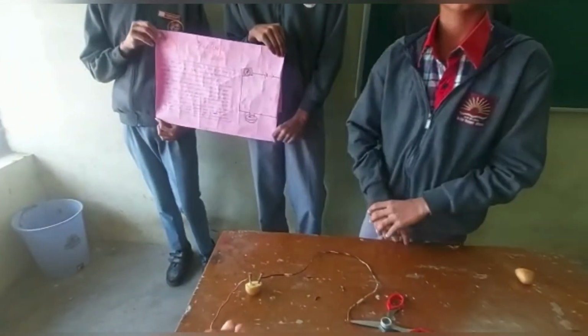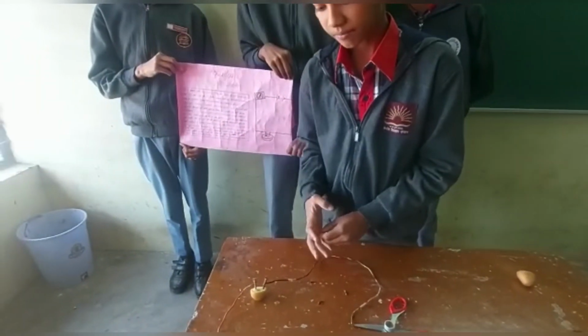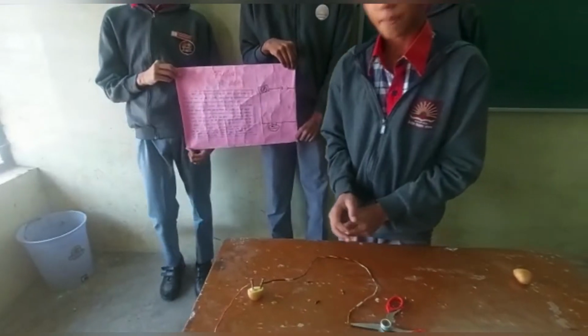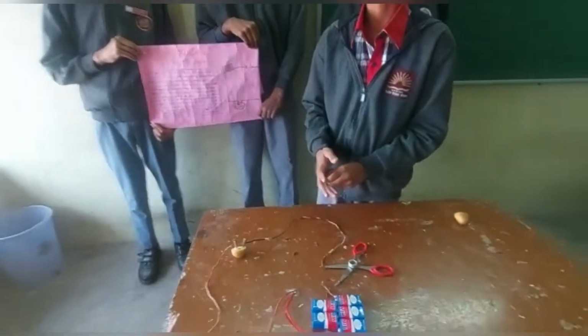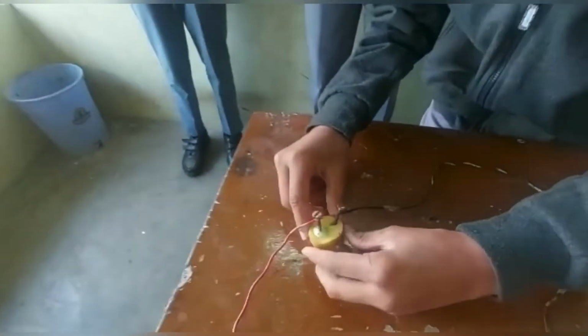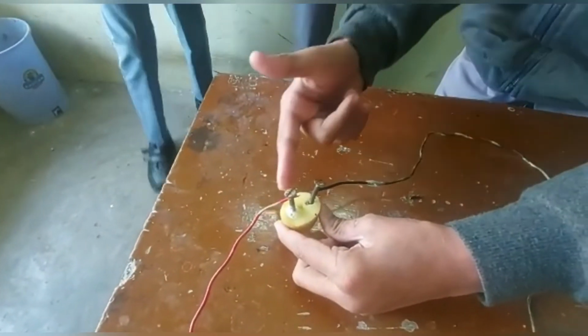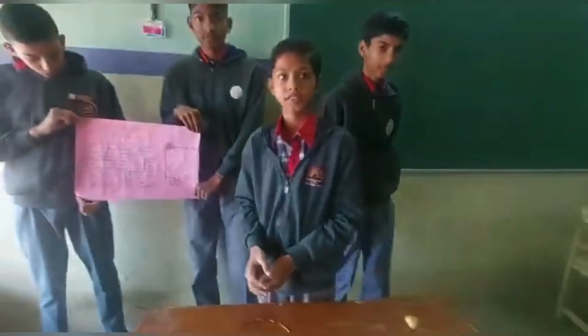Okay, so is it having any solution? Is it not solid? Yes ma'am, it's a solid. It's a solid, but it is having water in it, no? Yes ma'am. So where will we observe the green spot? Ma'am, from where the acid is coming outside from the potato, the greenish blue spot is showing.